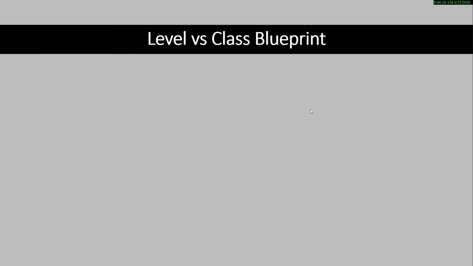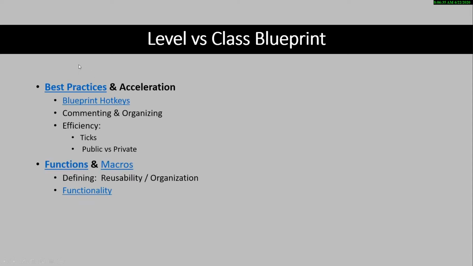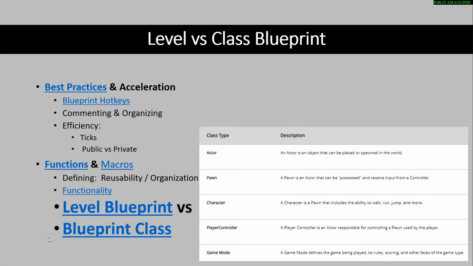In this lesson, we're going to talk about level versus class blueprints, and we're also going to define the difference between an object and a class, because understanding these can be really helpful for future productivity. Up till now, we've had this slide on best practices, functions and macros, but now the difference between a level blueprint and blueprint class is that the level blueprint is just a specialized blueprint class that's globally accessible from your level.